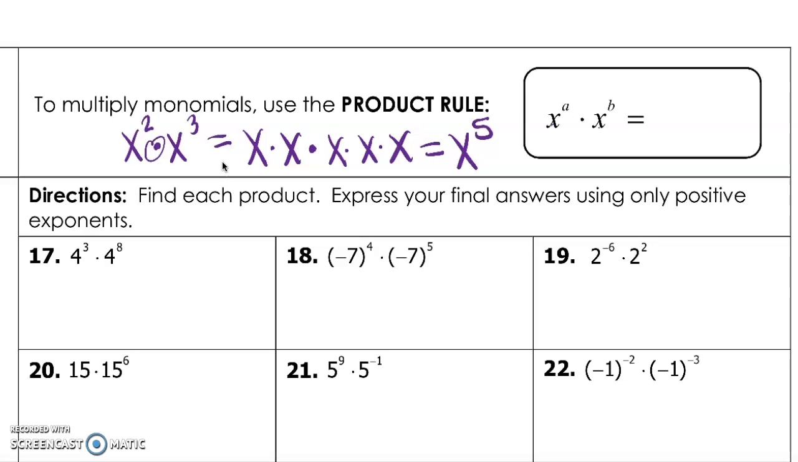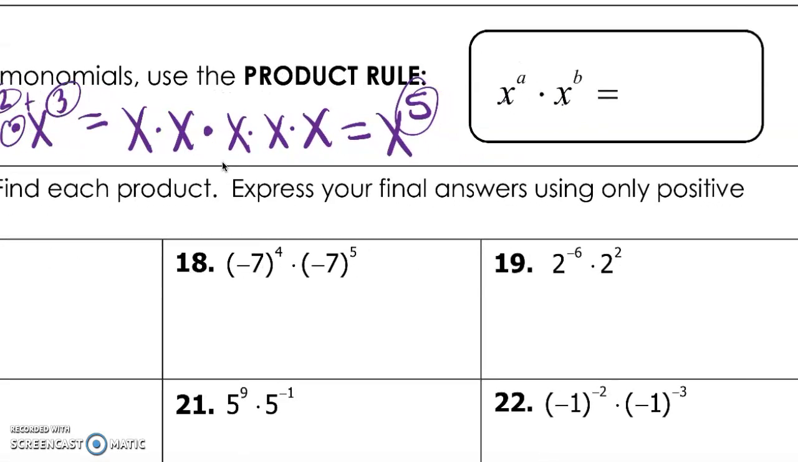So the way I get 5 from 2 and 3 is I add them together. So even though you're multiplying, what you do with your exponents is you add them. So we call that the product rule. X to the A times x to the B. Notice these two have to be the same. Your bases have to be the same. X to the A plus B.